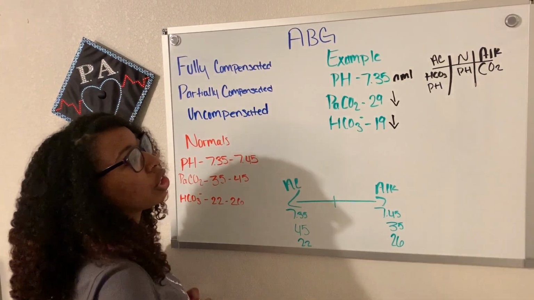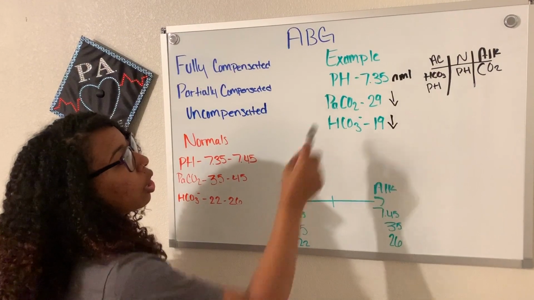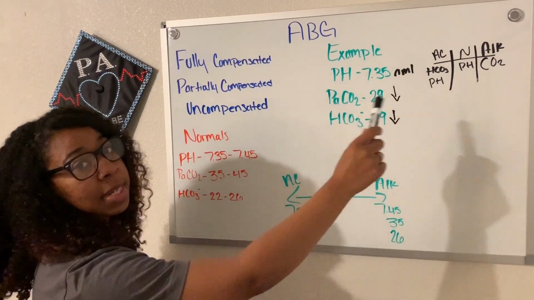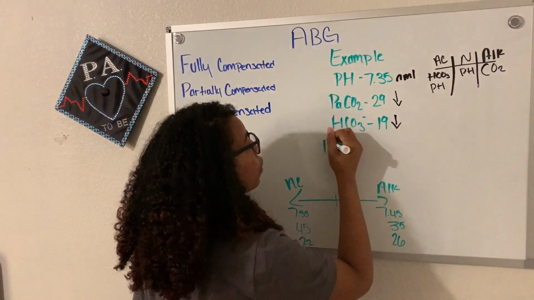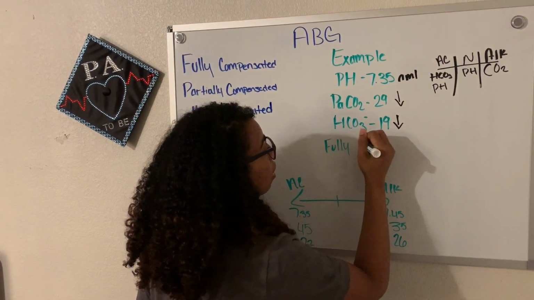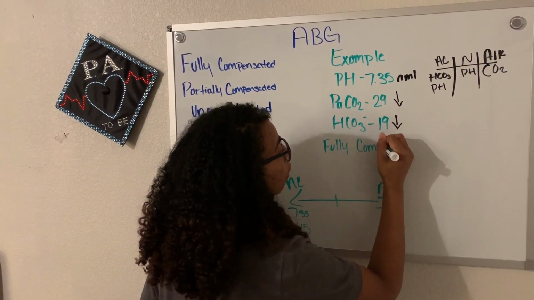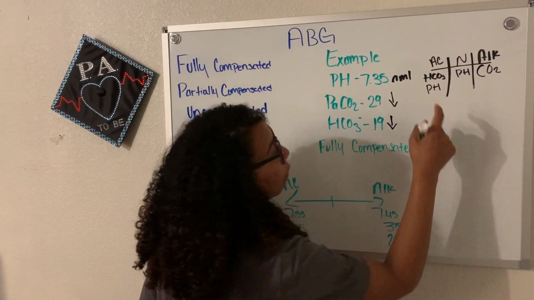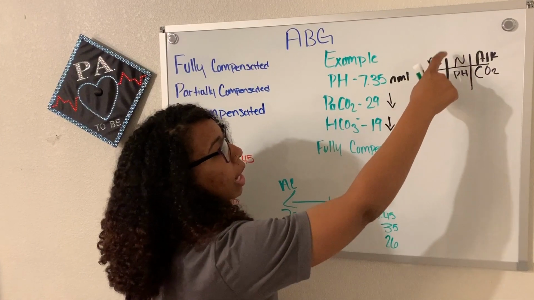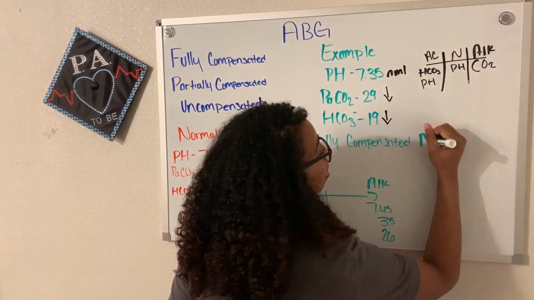So the answer to the whole question: pH is normal. So what does that mean? Fully compensated. So we have a fully compensated, and then what do we decide? Metabolic acidosis.